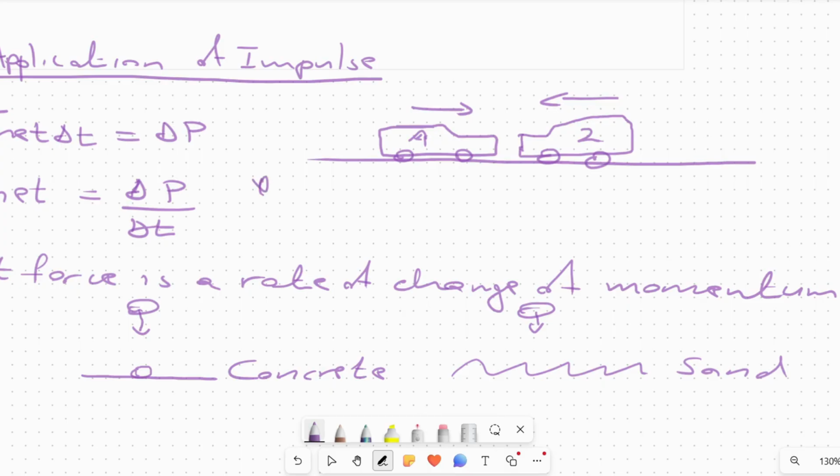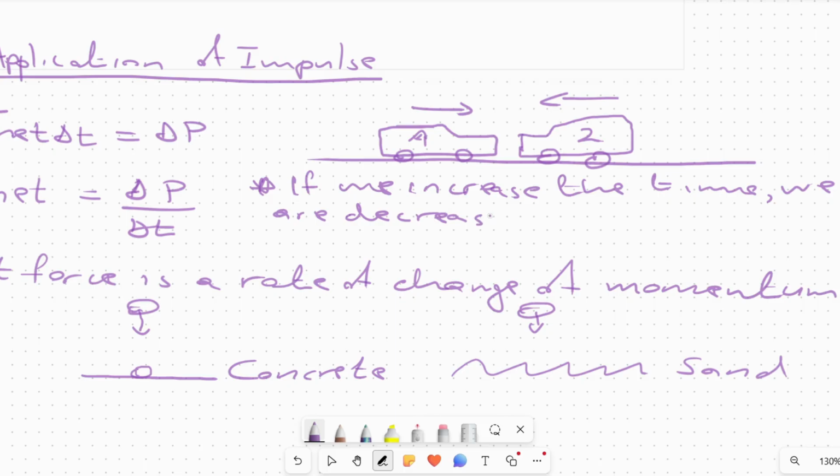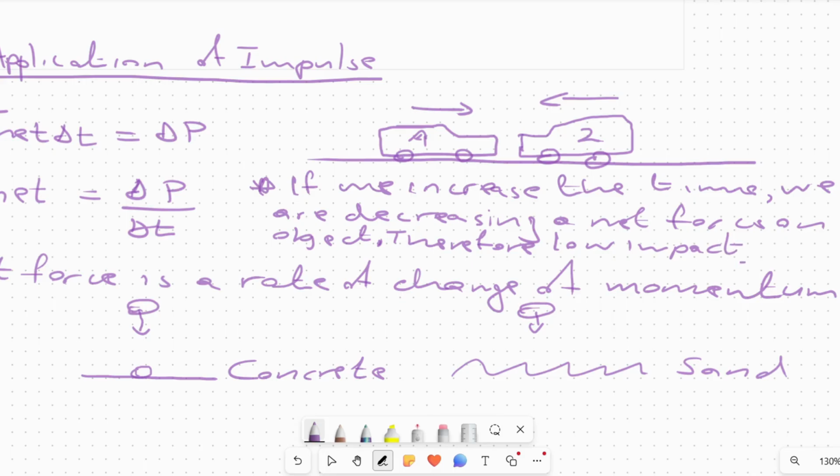So the application of this comes from the fact that if we increase the time of contact, subsequently we are decreasing the net force on an object. Therefore, low impact on an object.